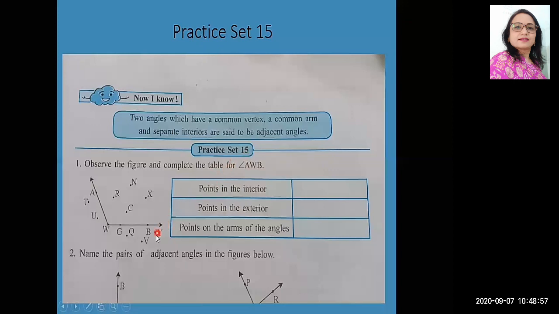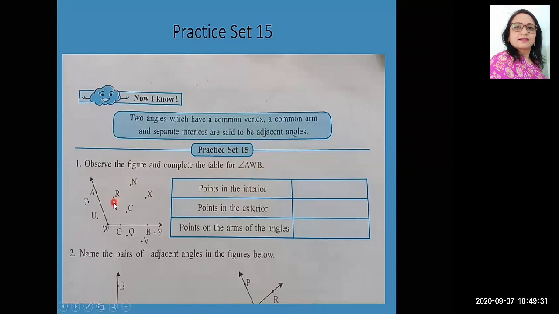Those who know the answer, please write it in the chat box. Okay, because you all know now what the interior and exterior points of an angle are. Okay, students. So observe the figure and complete the table for angle AWP. The first question is points in the interior. So what are the points in the interior part of an angle?